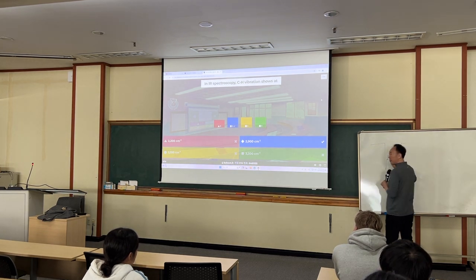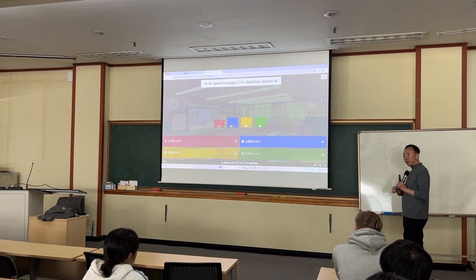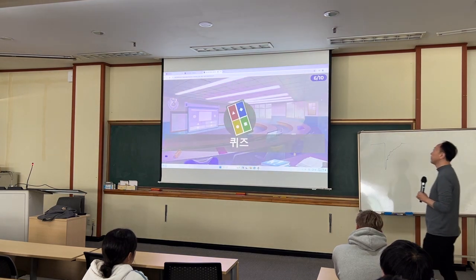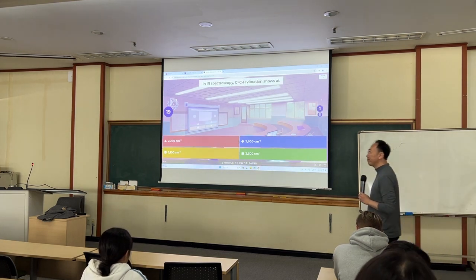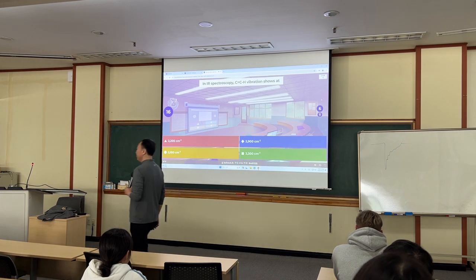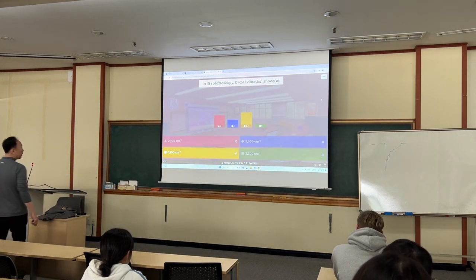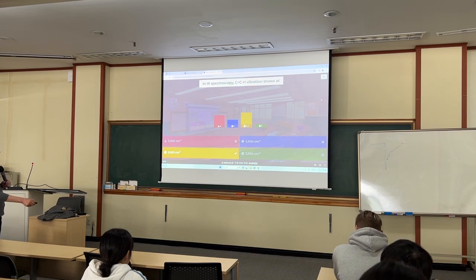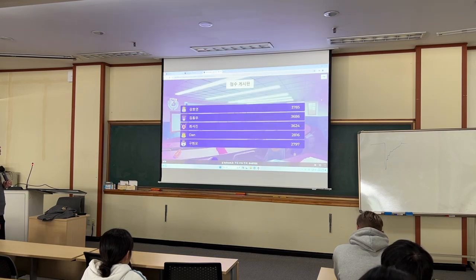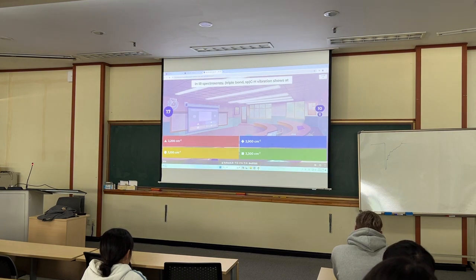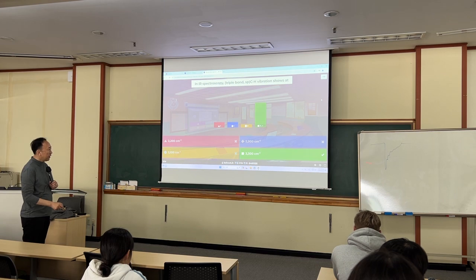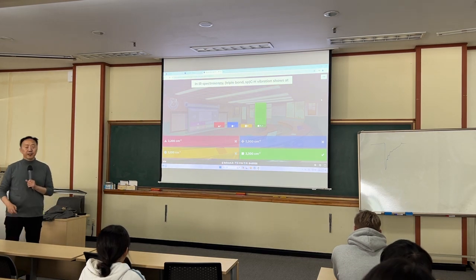3000 is fixed. These are CH vibrations. Double bond NH. CH double bond is a little higher, so the peak shows up here. Triple bond, and the peak comes a little further up here. Okay.